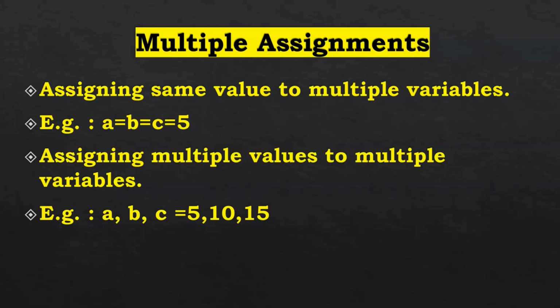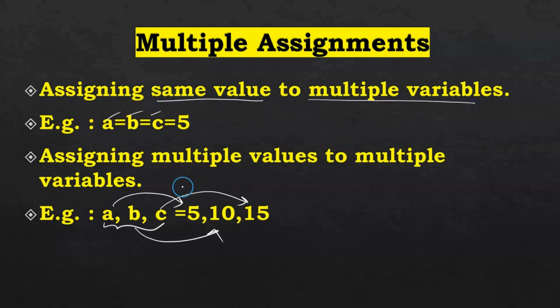The next is multiple assignments. Python allows us to assign multiple variables to multiple values. See here, assigning the same value to multiple variables: for a equals b equals c equals 5, all the variables contain the same value 5. And assigning multiple values to multiple variables: a will be assigned 5, b will be assigned 10, and c will be assigned 15. This is called multiple assignments.